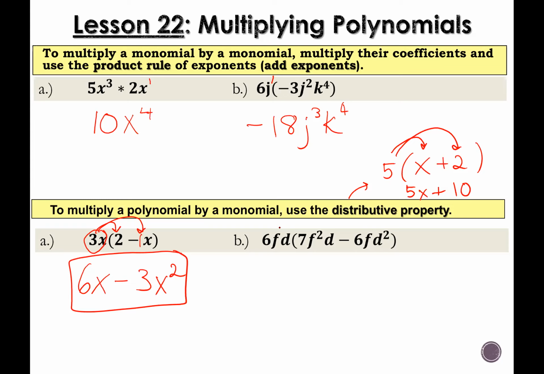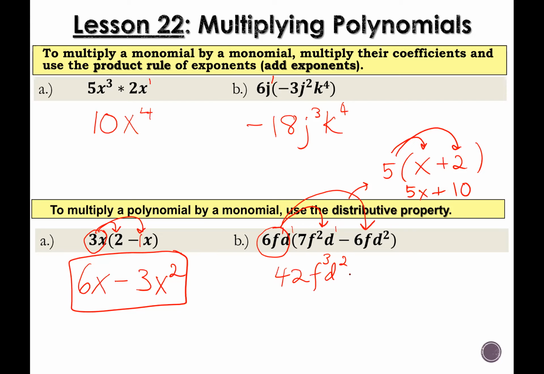Let's do another one. 6fd is our monomial on the outside. We will distribute it to both terms on the inside of parentheses. Let's start with the first one. 6 times 7 is 42. F times f squared, we will add those exponents. 1 plus 2 is 3, so f to the third. D times d, there's another couple of exponents. 1 plus 1 is 2, so that's d squared. That's all my first term. 6fd times 7f squared d is 42 f to the third d squared. All right, next.